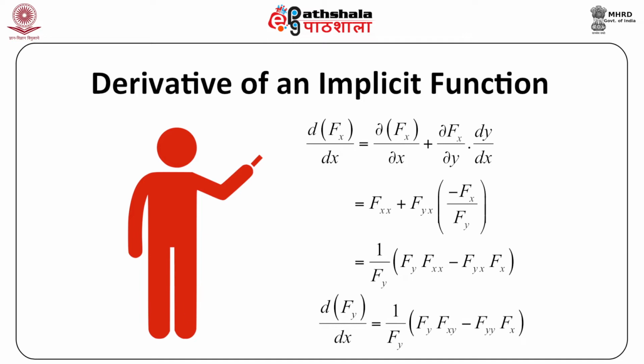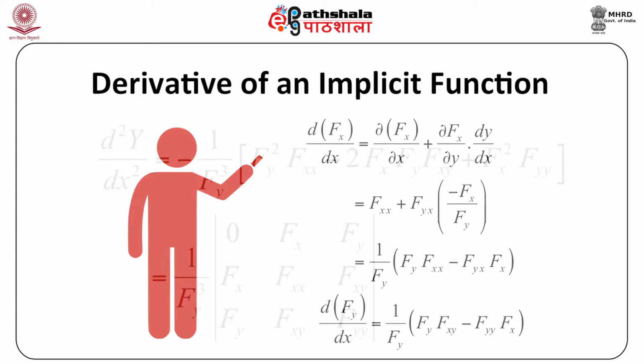Then using chain rule, dFx/dx is equal to del Fx/del x plus dFx/dy into dy/dx, which is equal to Fxx plus Fxy bracket open minus Fx by Fy bracket close, which is equal to 1/Fy bracket open Fy Fxx minus Fxy Fx. Similarly, dFy/dx is equal to 1/Fy bracket open Fy Fyx minus Fyy Fx.